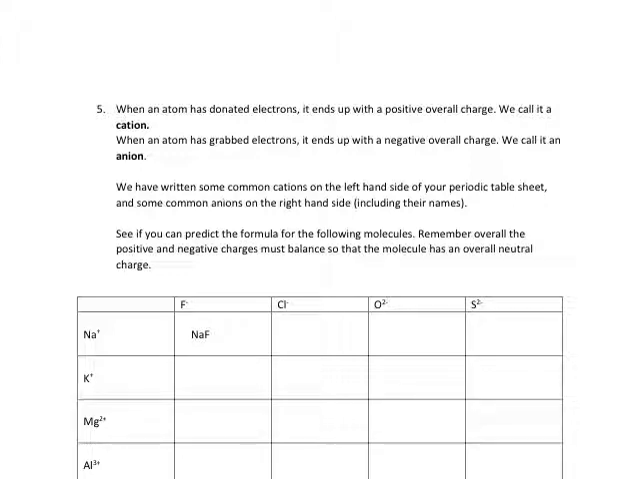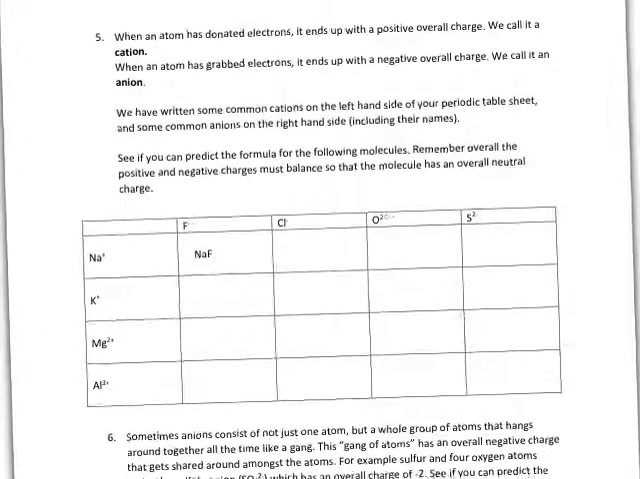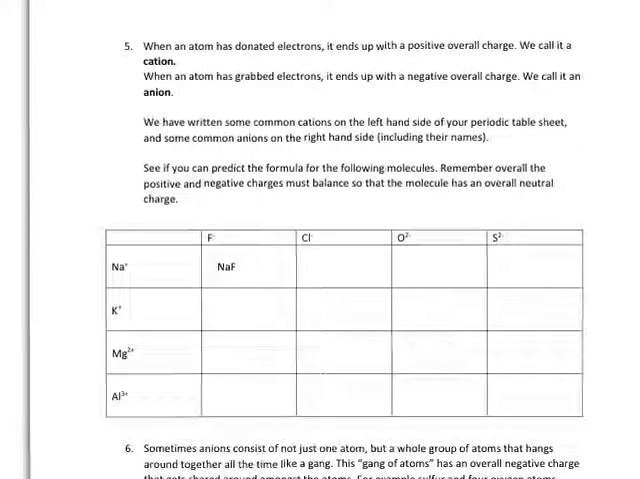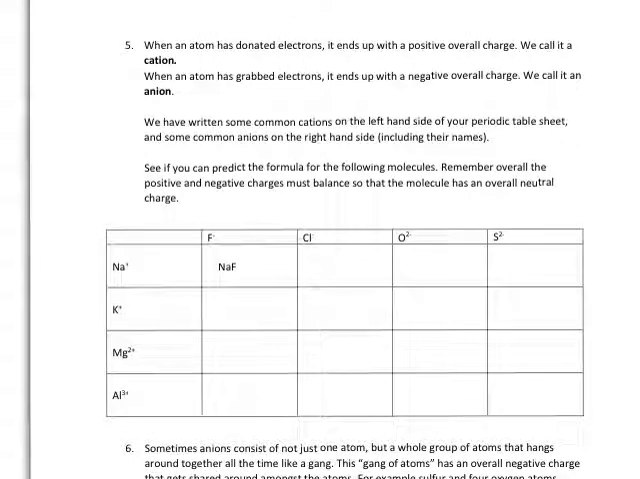We call atoms that lose electrons and therefore end up becoming positive, we call those atoms cations. So this word cation, these would all be cations over here. In fact, if we go down further, we'll see we've got a fourth cation, that's aluminium, that's 3 plus. All of the ones along here are anions. They are the gainers, so they become negative.